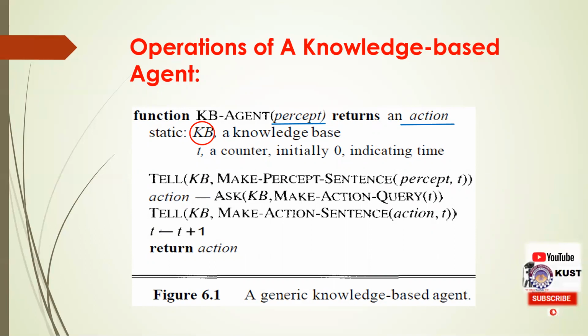Each time the agent program is called, it does two things. First, it tells the knowledge base what it has perceived, and second, it asks the knowledge base what action it should perform. In the process of answering this query, logical reasoning is used to prove which action is better than all others, given what the agent knows and what its goals are. The agent then performs the chosen action.